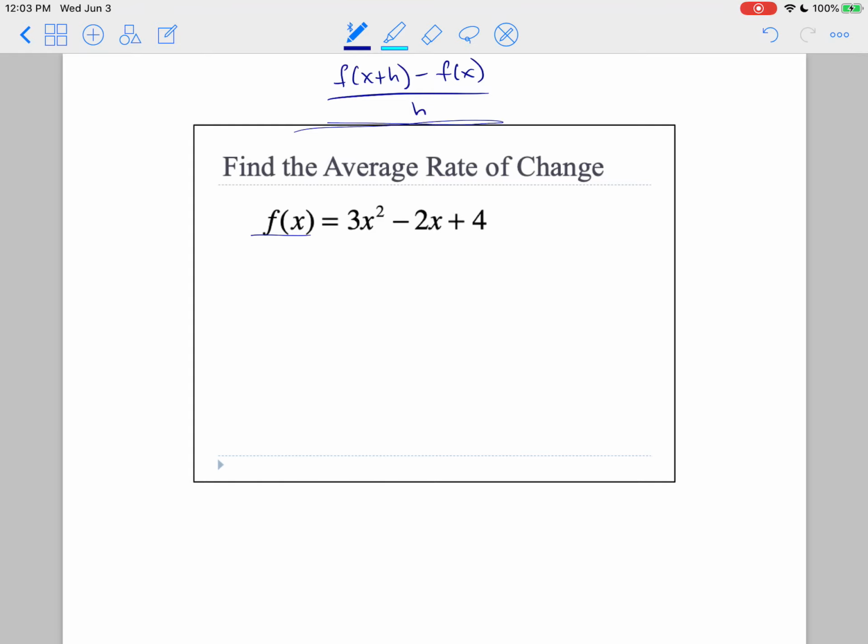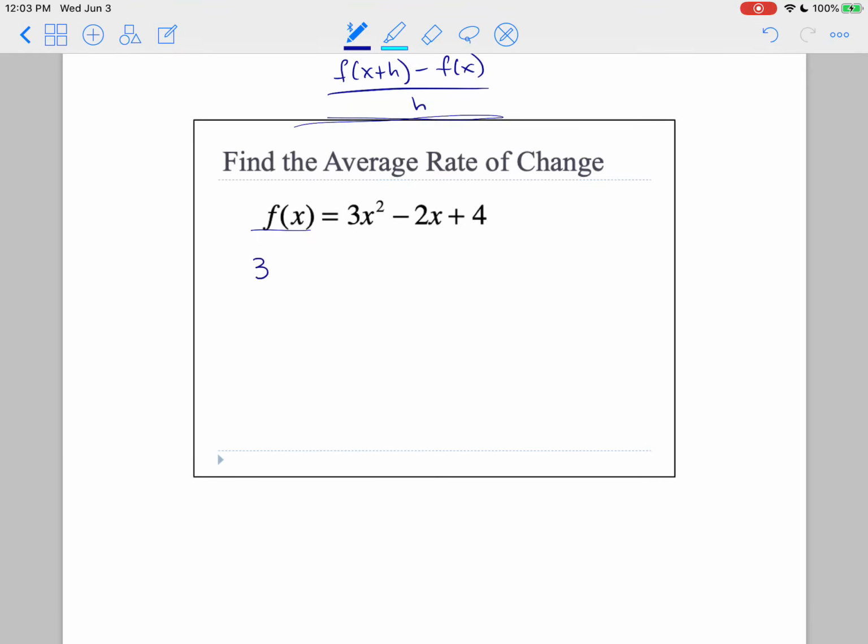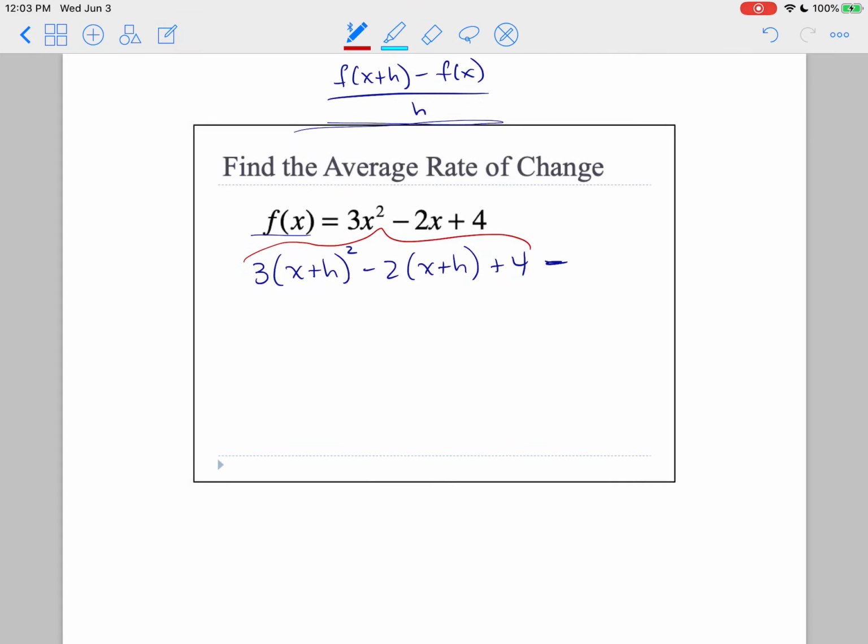So we start with f of x plus h. F of x plus h is going to be 3 times x plus h squared minus 2 times x plus h plus 4. So that is f of x plus h. What I did was I plugged x plus h in for all the x's. Minus, so I just did this part right here, which was just f of x plus h.